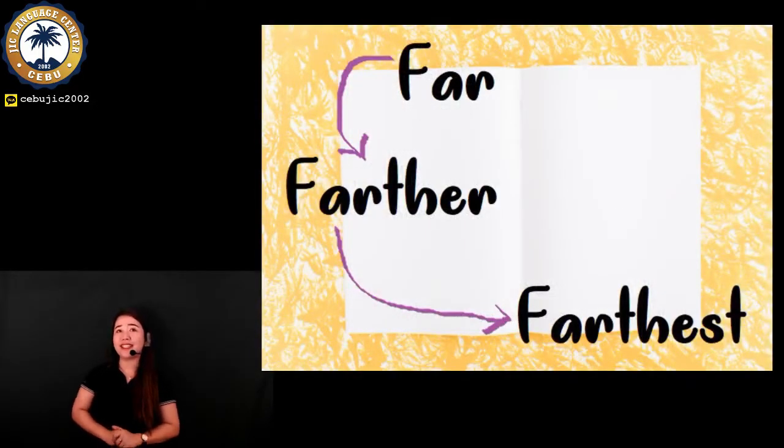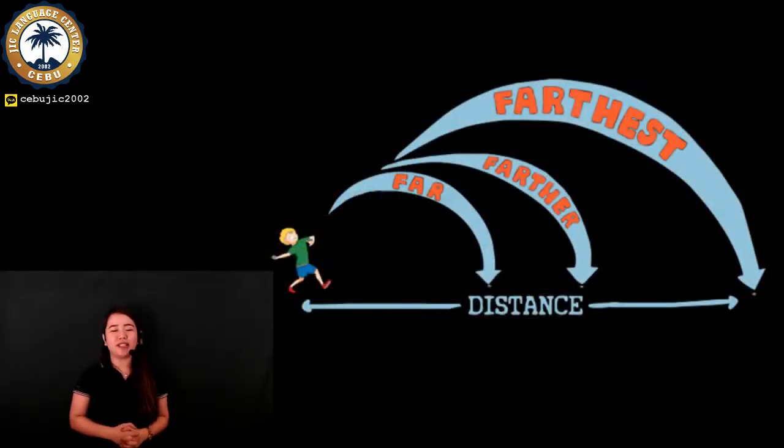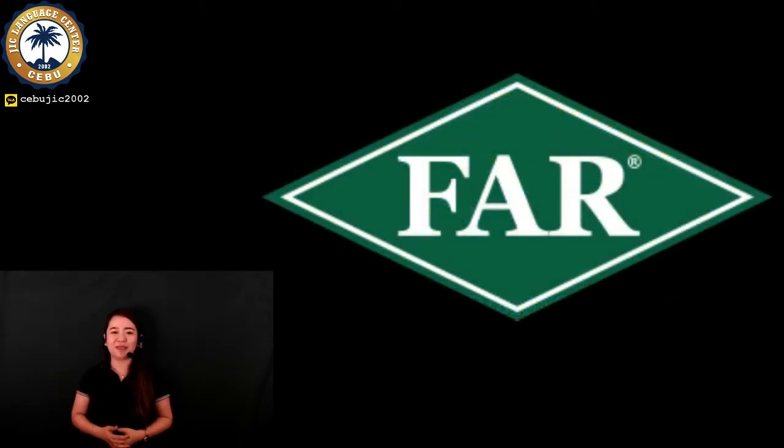And for the next set of words, we have far, farther, and farthest. For this picture, as you can see, the boy is running. So, of course, we're talking about the distance. Far, farther, and farthest, as you can see.